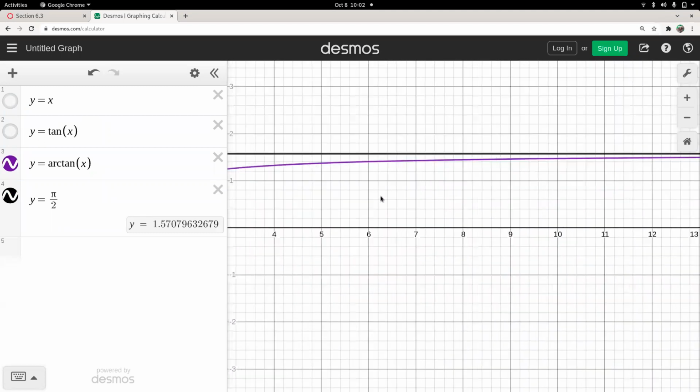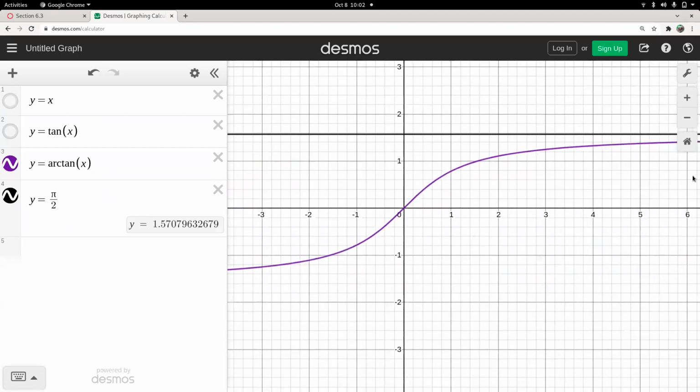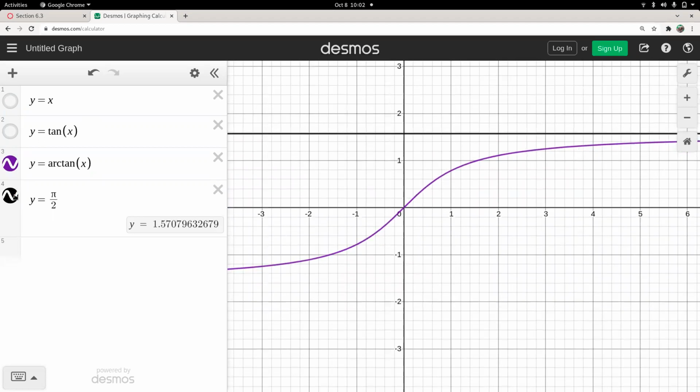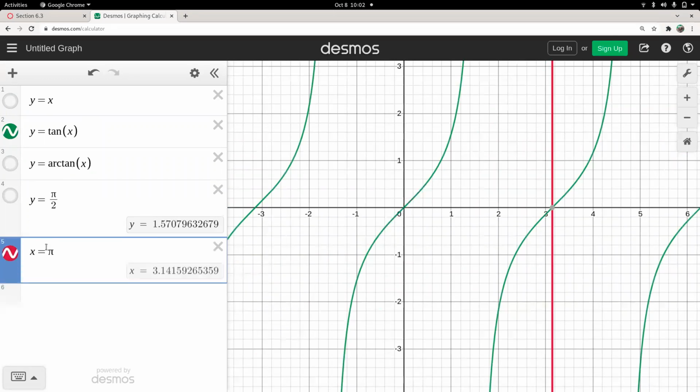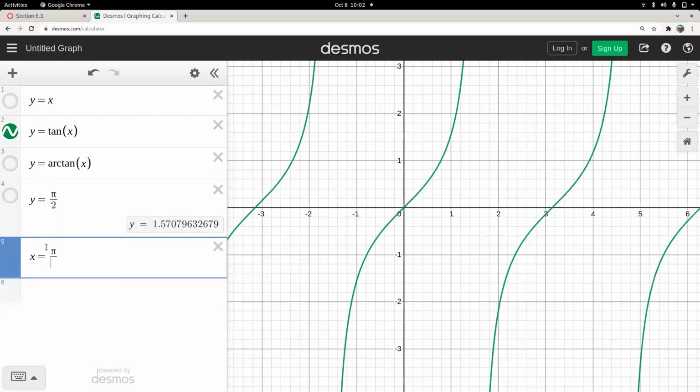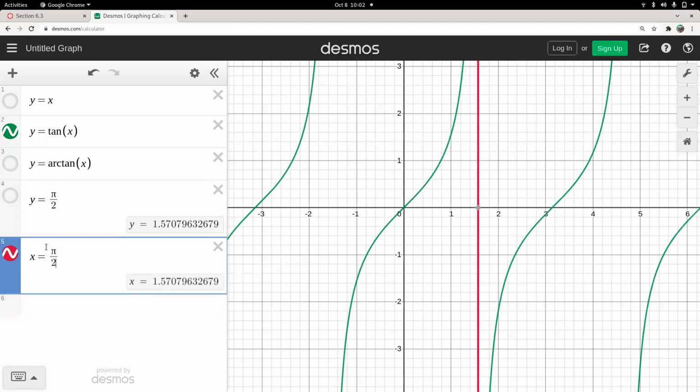Some functions can cross horizontal asymptotes. This one cannot because of its origin, and its origin was the tangent, and those vertical asymptotes on the tangent, like x equals pi over 2, are uncrossable because there is 0 in the denominator, and we can't divide by 0 in math. It's illegal, it doesn't work.